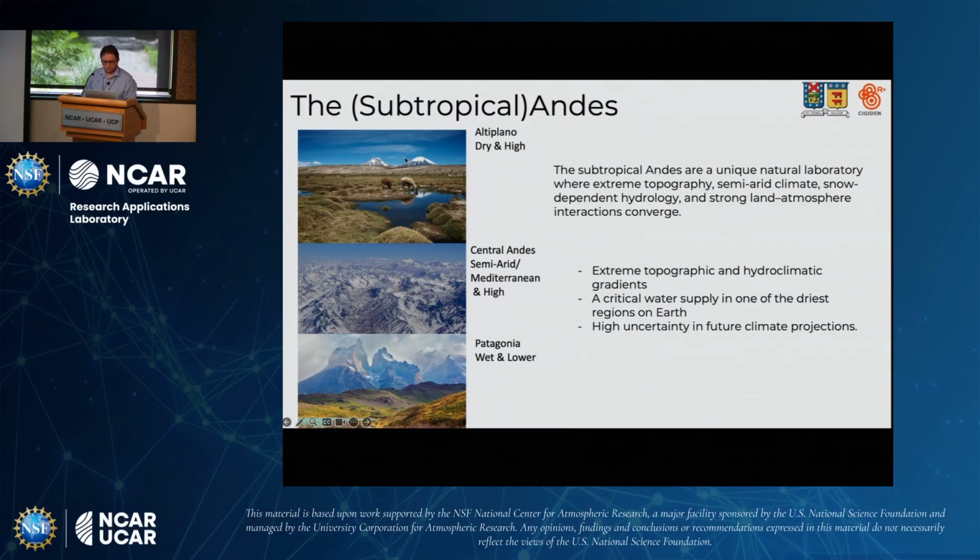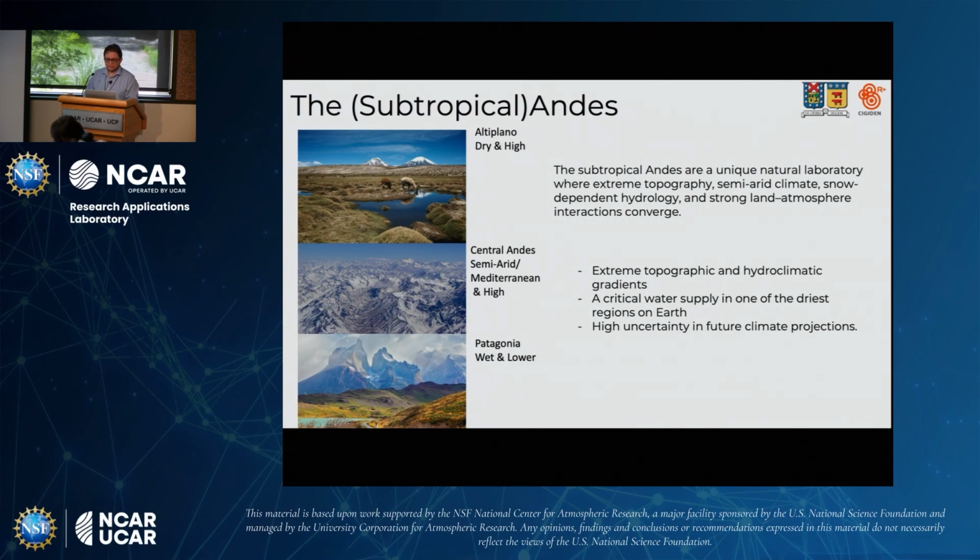The subtropical Andes, as you can see, can be very dry and high. This is the Chilean Altiplano. In the central Andes, you have more humid conditions and altitudes up above 5,000 meters above sea level. And this is Patagonia, a little lower. This is not subtropical, but the Andes also has very beautiful places.